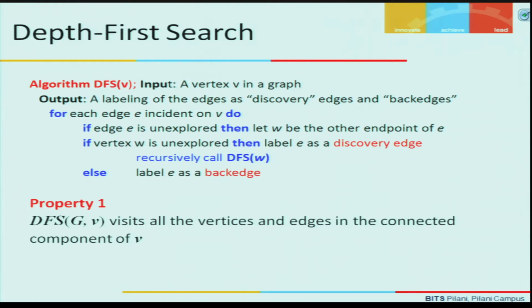Simple property: it is going to visit all the vertices and edges in a connected component of v. We know that if a graph is connected, then given any two vertices, there exists a path between the two vertices. So, if v belongs to a connected component of a graph, then all the edges and vertices in this component are going to be visited during the DFS procedure. It is a simple property which follows directly from the recursive algorithm for DFS.